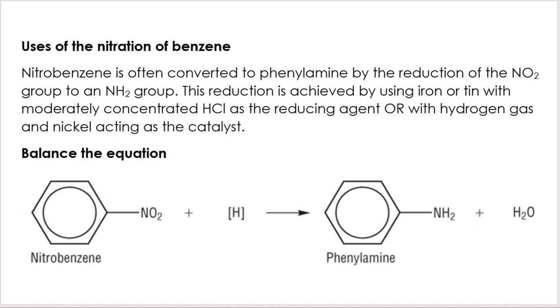I want you to have a go at balancing this equation. And it's important that you note that there's NO2 on the left, but there's H2O on the right. So I need 2 H2O. And that then means that I'm going to need 6 of the H in square brackets. You will have learnt in the carbonyls topic about using H to represent reducing agents. If you're unfamiliar with it, I do recommend you go back and take a look.